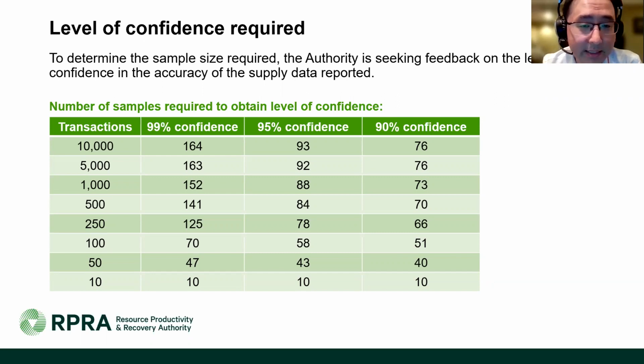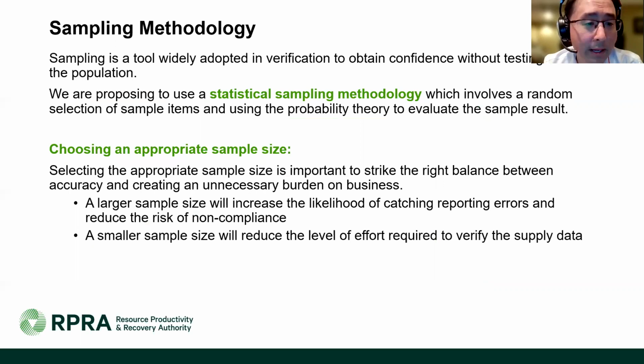If we decide on a 90% confidence level, then 51 transactions or invoices need to be validated to verify that those products actually went out of the province of Ontario, and they should not be reported when producers submit that report. So that gives a brief understanding of how the sampling methodology is going to work. I want to go back to the previous slide to talk about some of the considerations of why a producer would want to consider one sample size versus another.